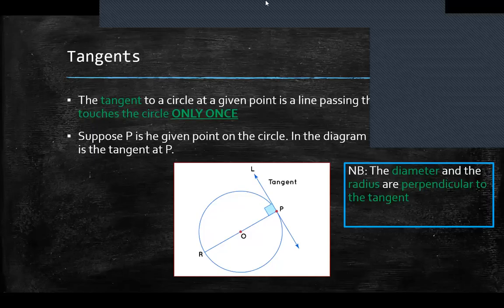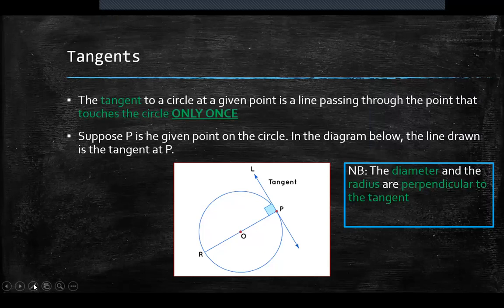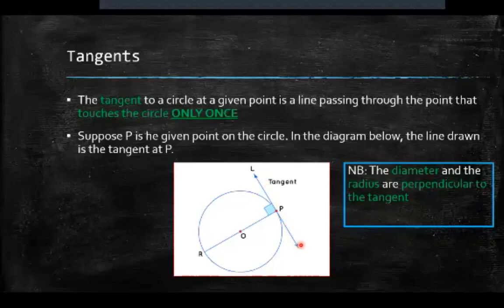And then look at some tangents. A tangent to a circle. A tangent is a line, this line here, at a given point, a line passing through the point that touches the circle only once. That's something you need to remember. When you see tangent, it's a line that touches the circle only once.